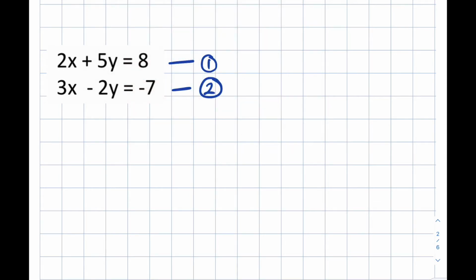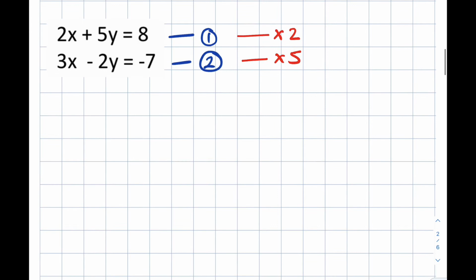So I could, for example, decide to turn the y coefficients into 10, because I can find the lowest common multiple of 5 and 2, and that will be 10. So I can end up getting a 10y here and a 10y here. Then I can decide to add or subtract the two equations in order to eliminate them, because don't forget, the process is all about eliminating one in order to solve for the other variable. So I'm going to multiply the first equation by 2, and I'm going to multiply the second equation by 5. And let's see the result of that.